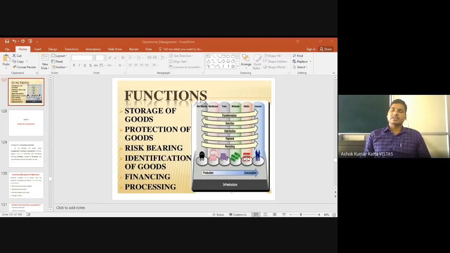So, financing is also one of the important variable factors when you are going to set up your warehouse.